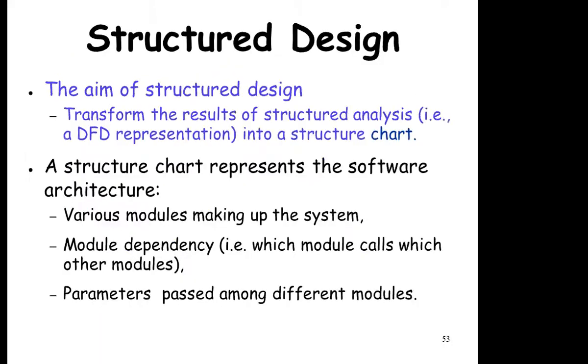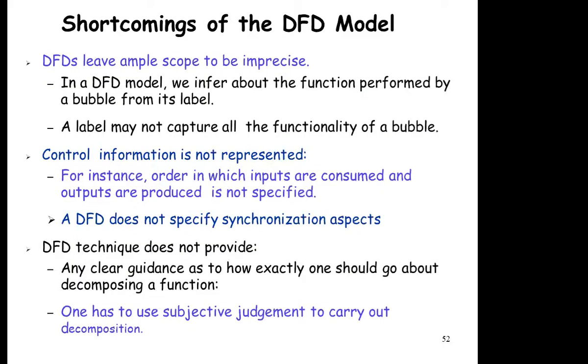Next is control information, from the previous slide only. Control information is not represented. For instance, the order in which inputs are consumed and outputs are produced is not specified. There are many bubbles. Which bubble will be the first to work is not specified. From where input is coming and from where output goes is not specified. So it is not specifying the synchronization.